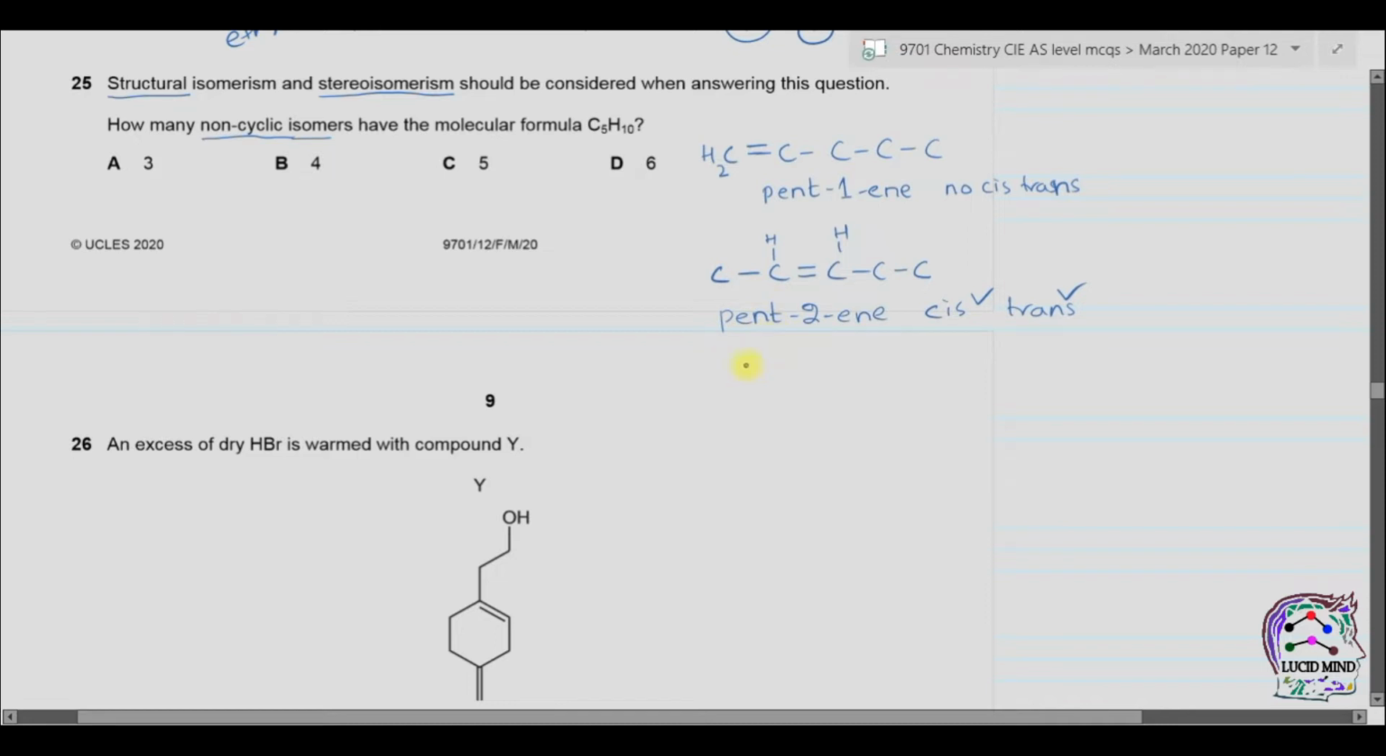Let's draw the third one. Again I am taking pent-1-ene and I am changing the long chain. So this will be 3-methylbut-1-ene. This is the first carbon, this is the second, this is the third one. Again, stereoisomer is not possible because the corner carbon has 2 same atoms attached to it. So no cis-trans.